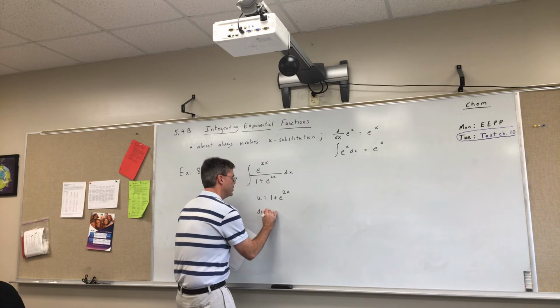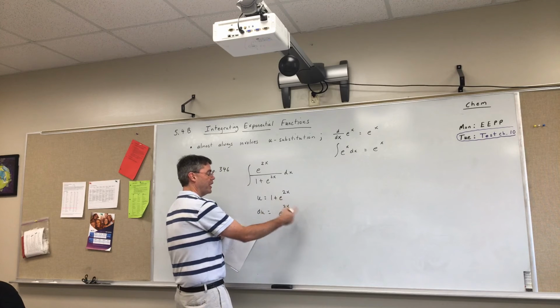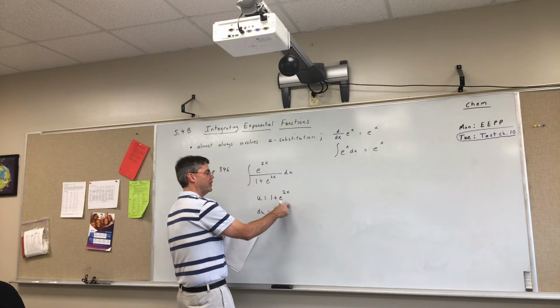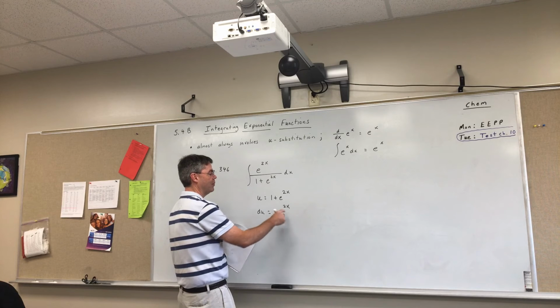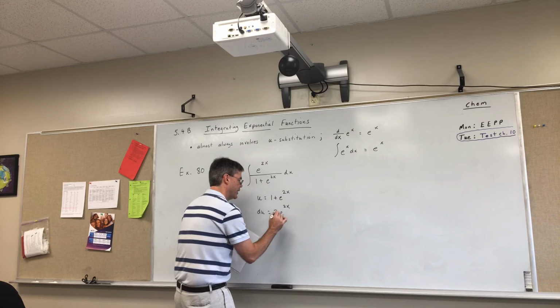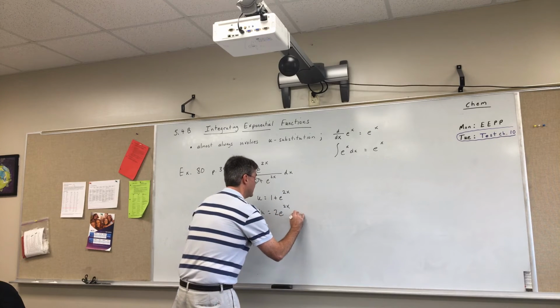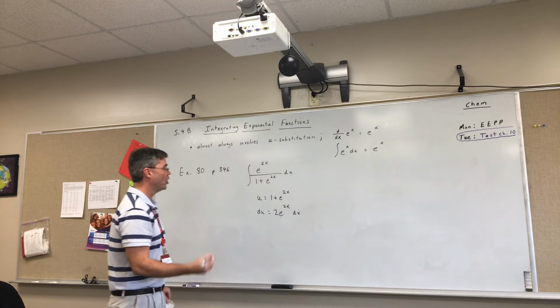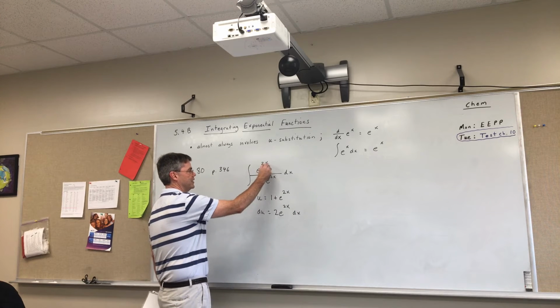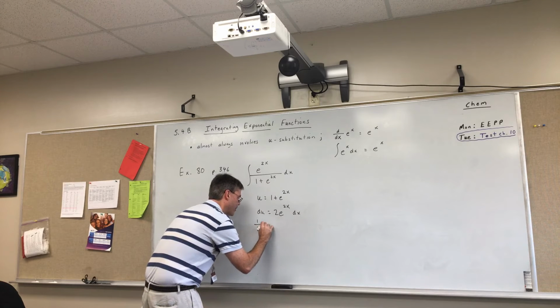So du is going to be e to the 2x, but then we have to multiply by the derivative of what we call the blob. So multiply by 2, the derivative of the exponent, and then dx. Well, that's almost what we want. We just want e to the 2x dx, so I can multiply both sides by a half.